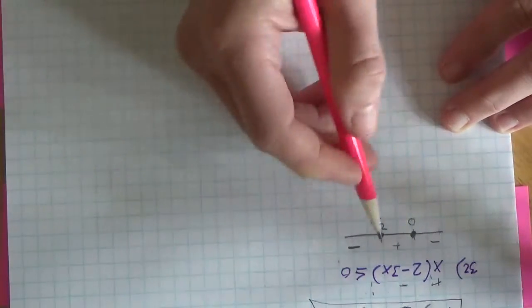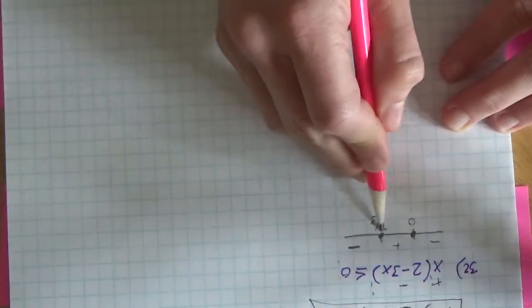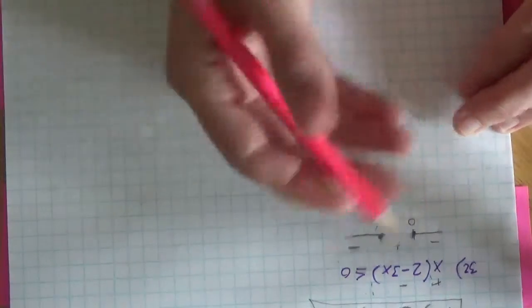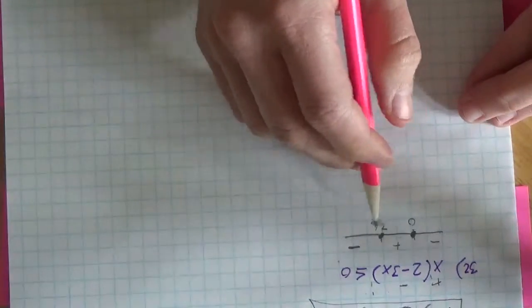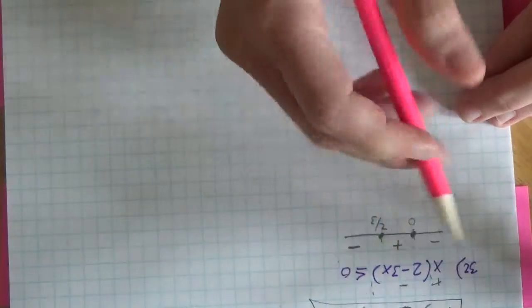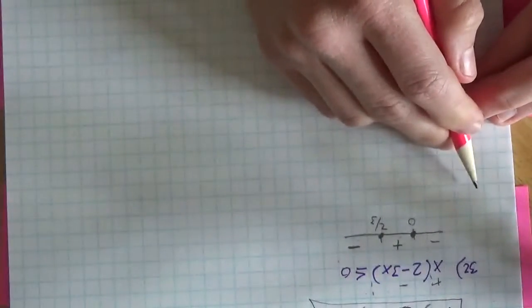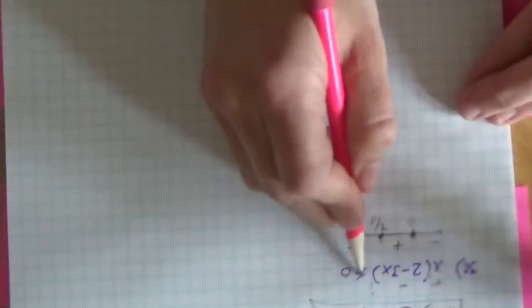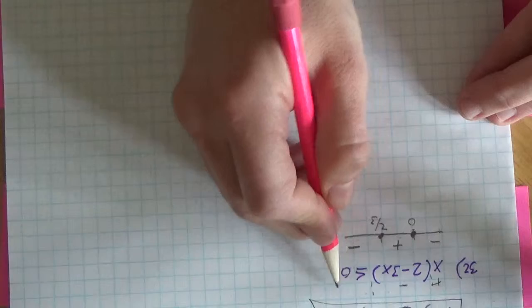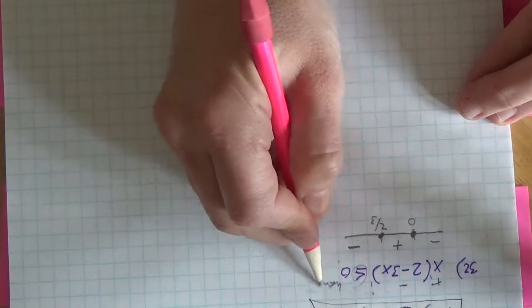You could, if you wanted to, pick a number between 0 and 2/3 and plug it in and see whether it's positive or negative, but I choose not to. I know it's going to work for the reasons I described in the last one, and I just alternate it down. So then I know what's happening to the signs, and I want to know when it's less than or equal to 0, so I want the negatives.